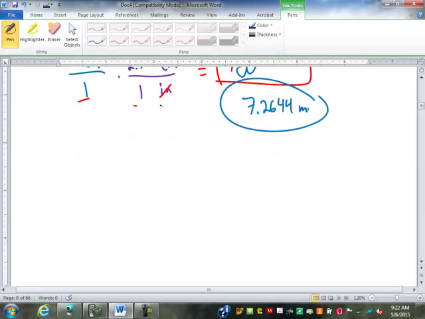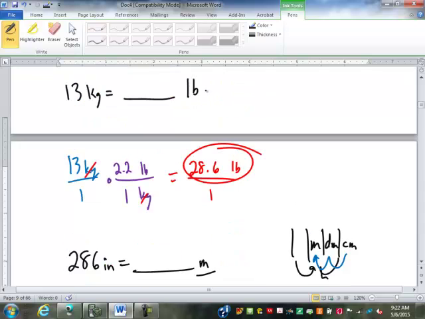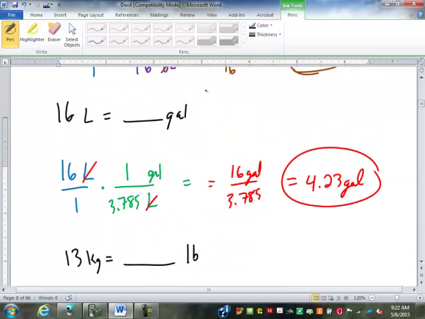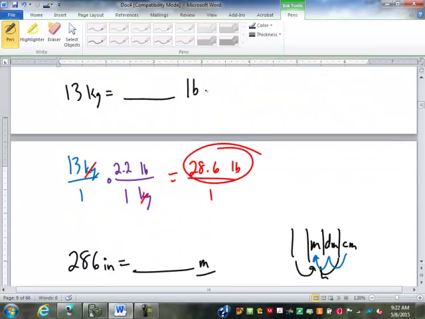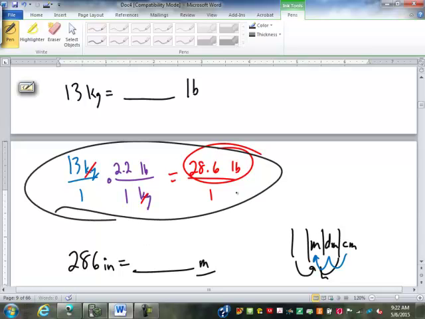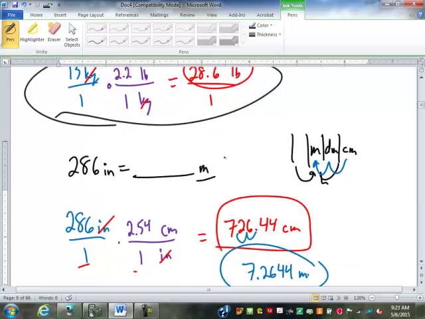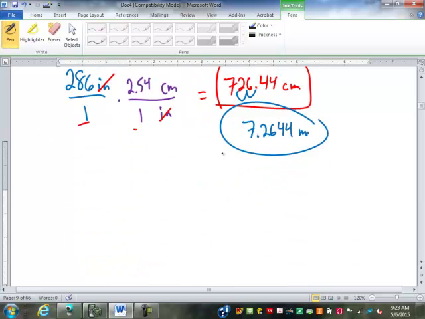A little bit different note. Can you go back up to 13 kilograms right there? Yep. Better? Okay, a little bit different note.